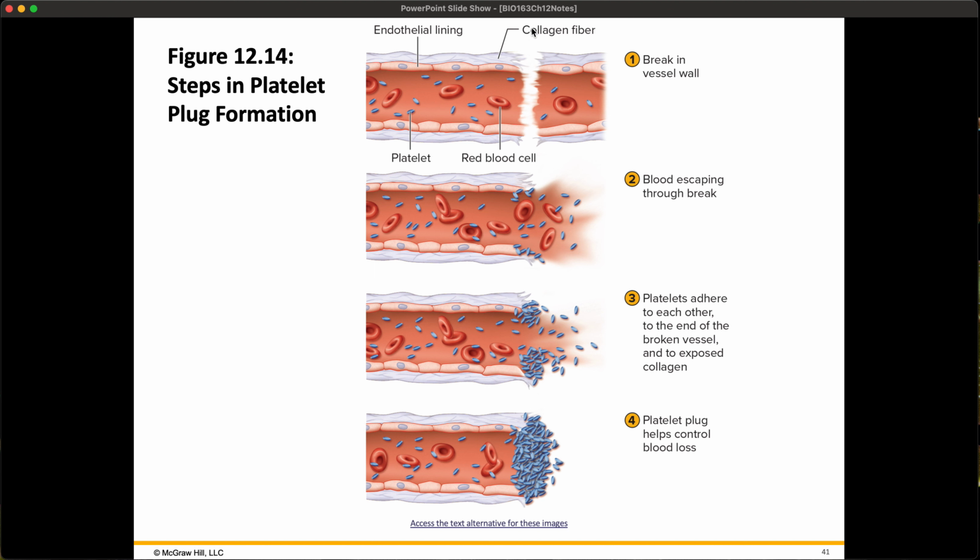Here you can see the platelet plug formation, this break in the blood vessel wall, and then the leaking of blood out of that escaping space. But these little ragged fibers right here, those are those exposed collagen fibers. And that's what the platelets start to stick to. They start to stick to each other, and they form this plug.